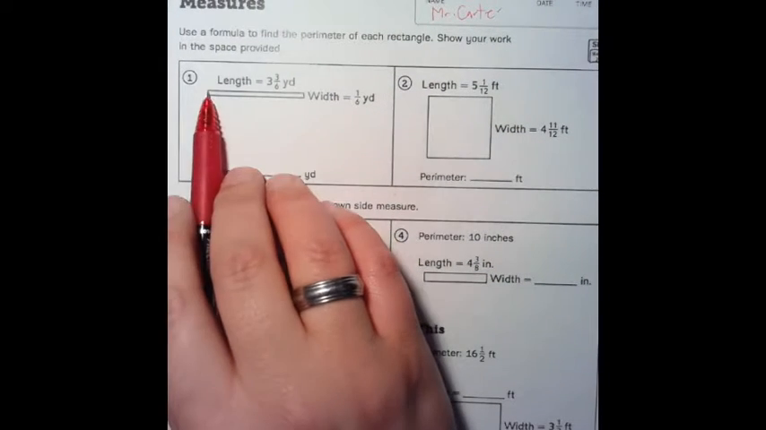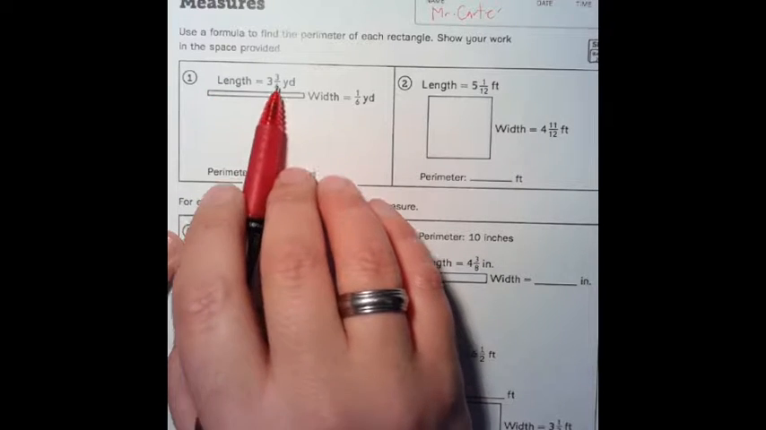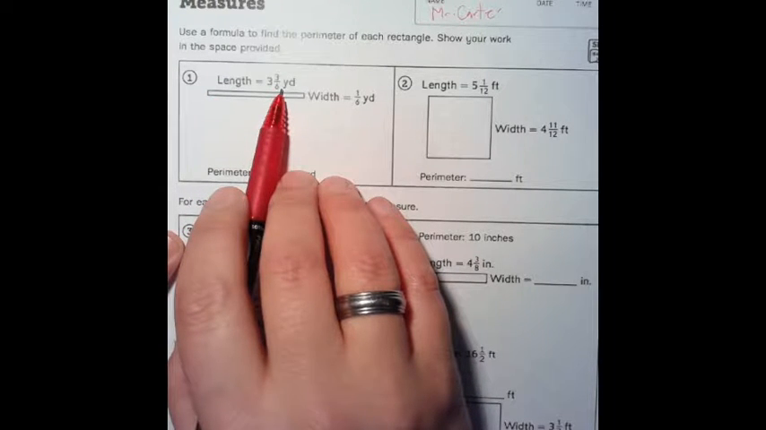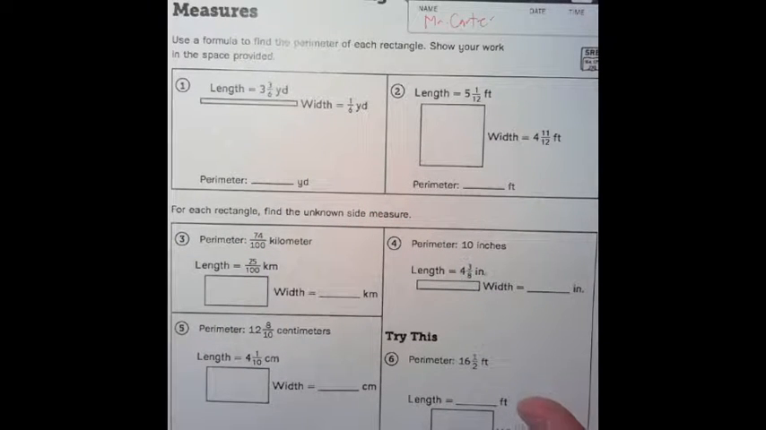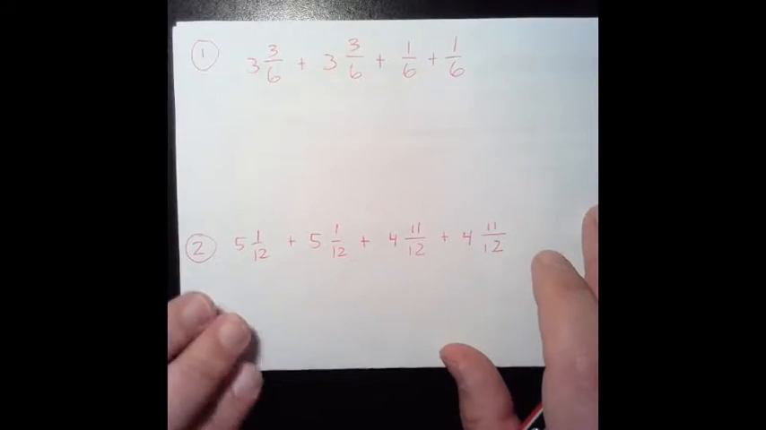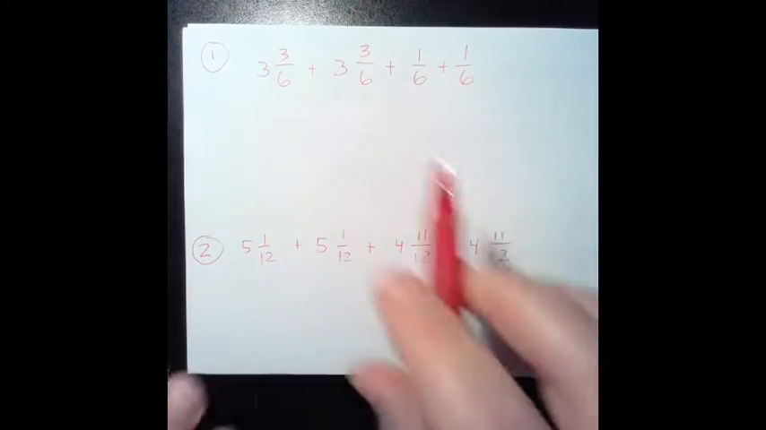So we have a rectangle here with a length of 3 3/6 of a yard and a width of 1/6 of a yard. We've got to figure out the perimeter for that. On this paper, here's where I'm going to do my work.